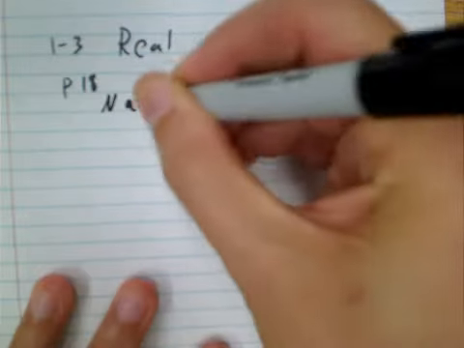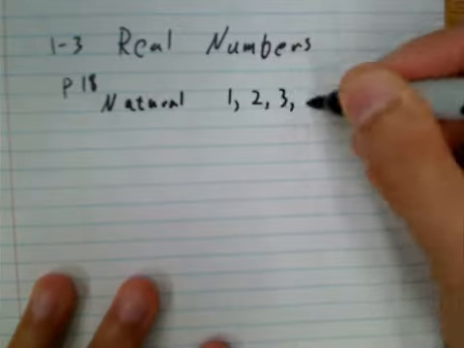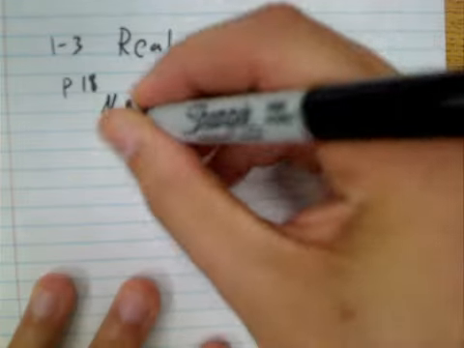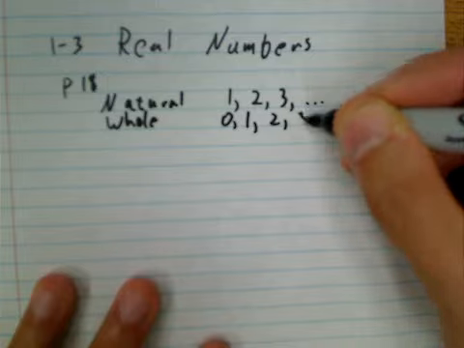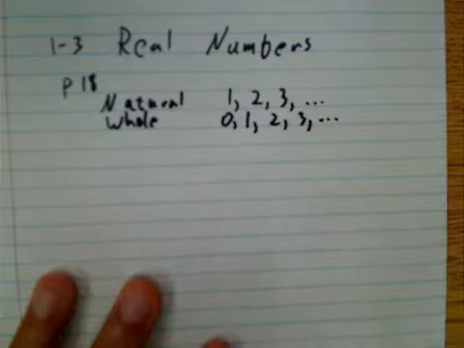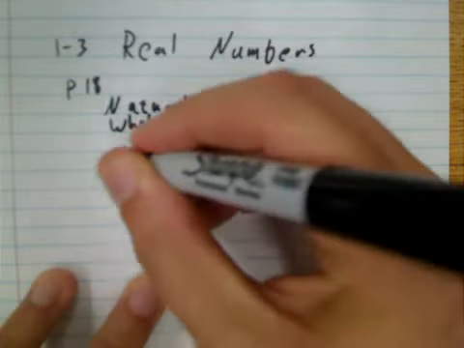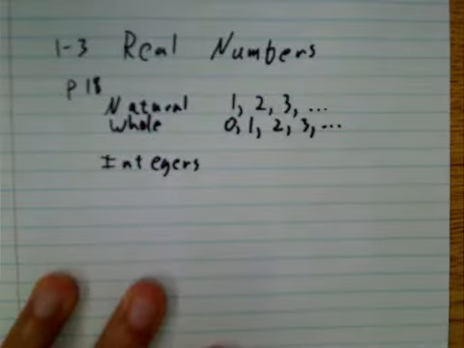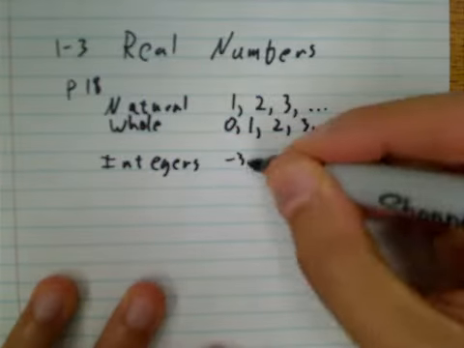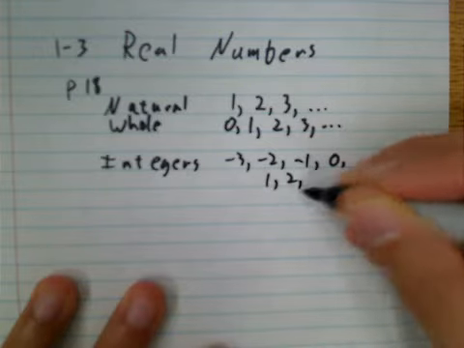So we have the layers of numbers. You have natural, which is 1, 2, 3, dot, dot, dot. You have whole numbers, which is 0, 1, 2, 3, dot, dot, dot. Again, not much of a distinction. Okay. Next we have integers. Okay, so I'll extend this to the negative numbers. Negative 3, negative 2, negative 1, 0, 1, 2, 3.